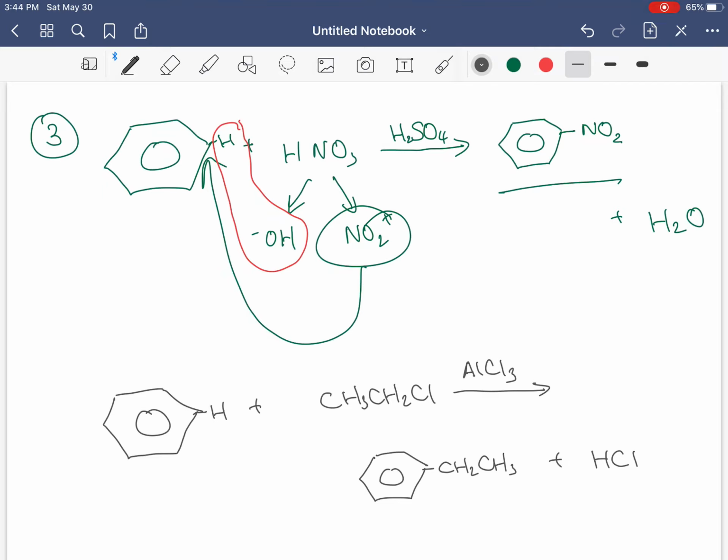Anyway, hopefully you guys kind of get a hang of it. The reaction of benzene is really simple. There are really not too many because benzene is a very, very stable compound. So there's not a lot of reactions out there for benzene. There's more, of course, but those are the three that you really need to know.